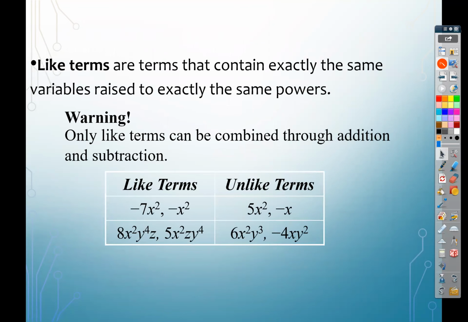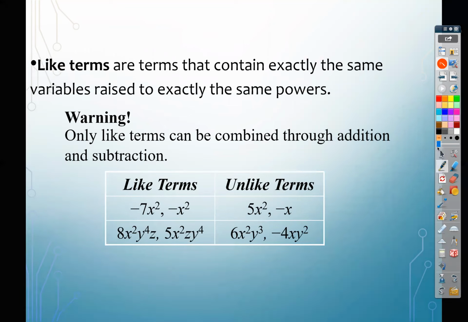Like terms are terms that contain exactly the same variables raised to exactly the same powers. Only like terms can be combined through addition and subtraction. So you have to have exactly the same variable with exactly the same exponent. So those are like terms: x squared, z, y to the fourth, y to the fourth.